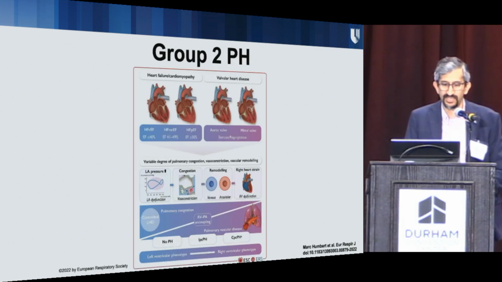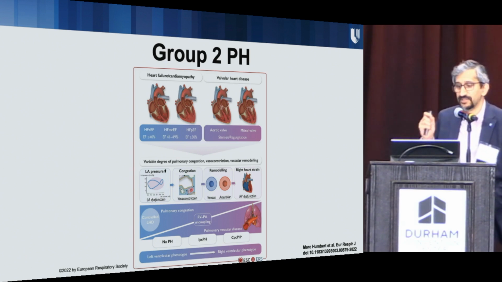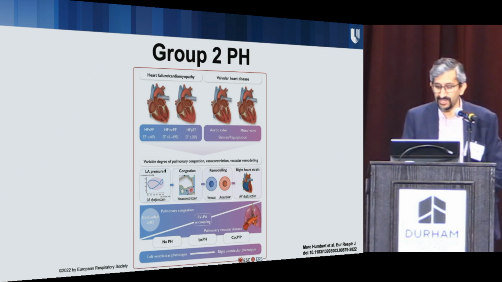How about group 2 PH? So group 2 PH is really a spectrum. Now we can see it in any form of left heart failure with preserved ejection fraction, reduced ejection fraction, valvular disease. But over time, it's thought that this pulmonary congestion can lead to pulmonary venous remodeling here, and that can lead to an increased pulmonary vascular resistance and the development of combined post and pre-capillary PH, which can lead to right heart failure, dysfunction, and much worse outcomes.